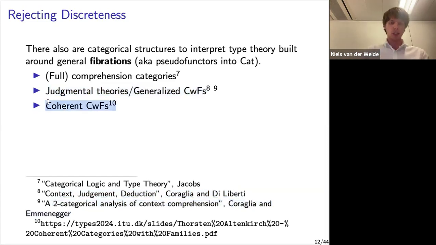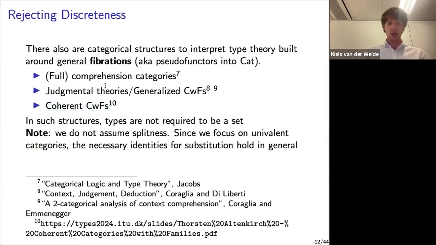And then there has been current research in making a non-discrete version of CWFs, which is called coherent CWF. If you're interested in it, you can check out this types talk about it. So instead of using a notion of model of type theory that's based around discrete fibrations, it is more suitable to use one that is based around a general notion of fibration that does not force you to have sets of types. So this is the kind of notion of model that I shall be using.